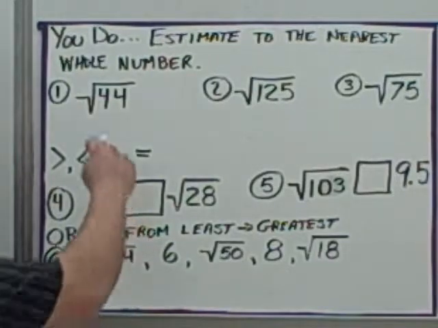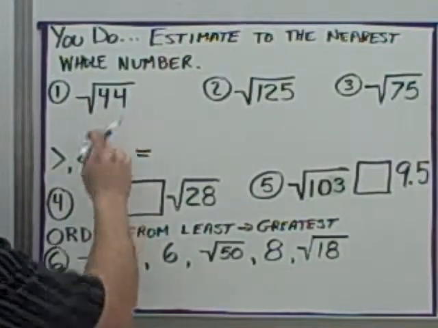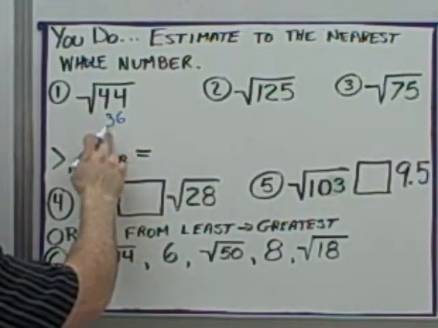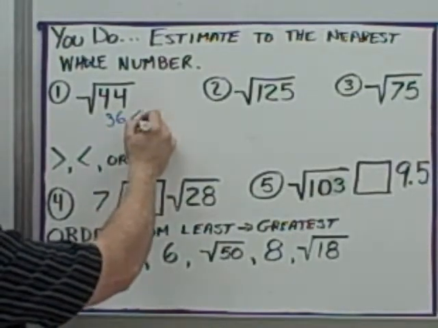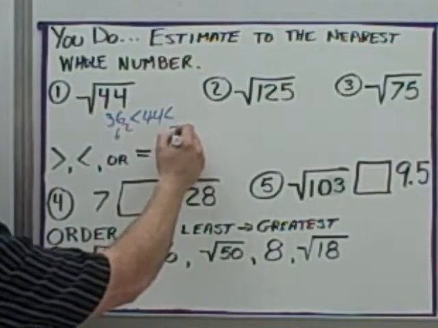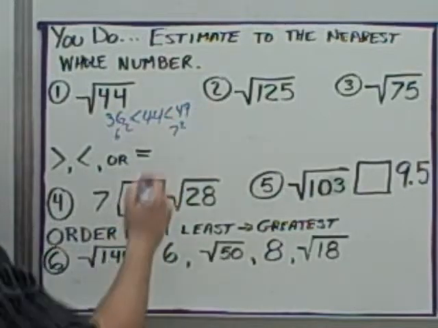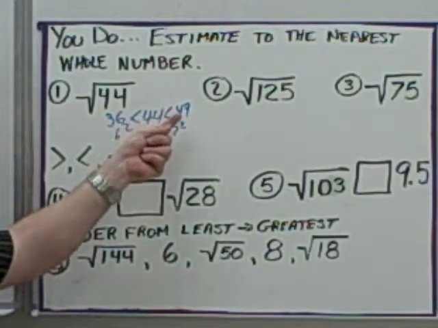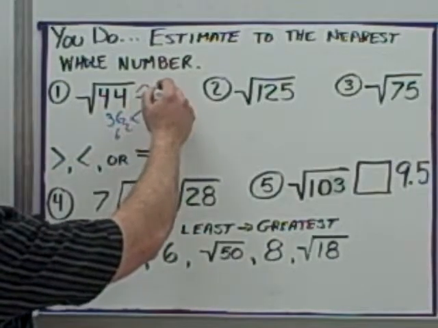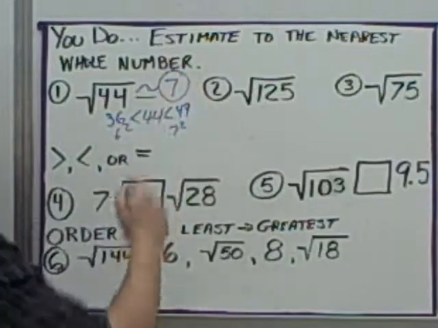Welcome back. Square root of 44. 44 is close to 36, and the square root of 36 is 6, but that's less than 44, and the next one up from there, 7 squared, is 49. So is 44 closer to 49 or 36? It's closer to 49, so my answer is that it's approximately equal to 7.